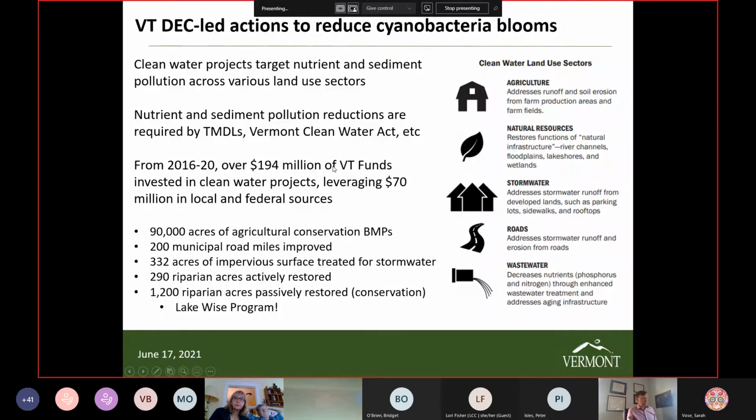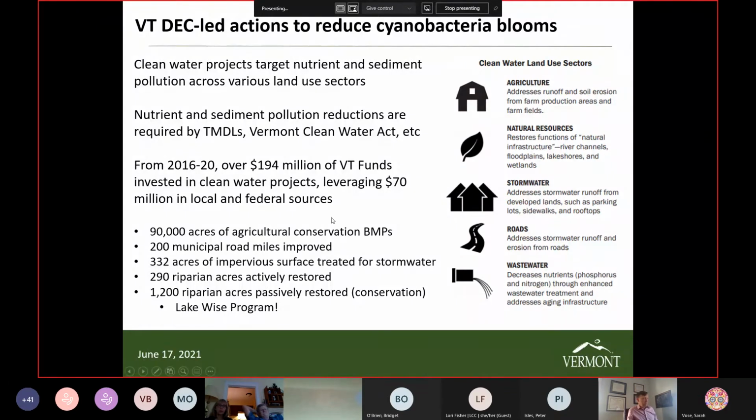In terms of resources, over the last 5 years, Vermont has invested $194 million into clean water projects, and with those funds, we've leveraged another $70 million in local and federal sources. So we are spending significant resources to improve water quality in Vermont, in the Champlain Basin, in the Memphremagog watershed, and in other parts of the state.